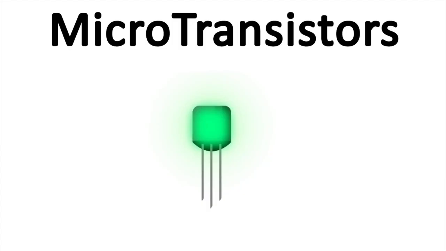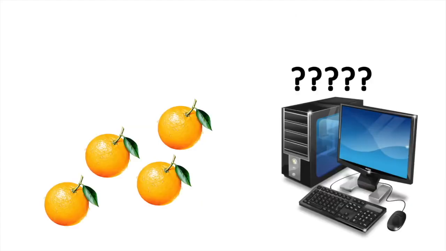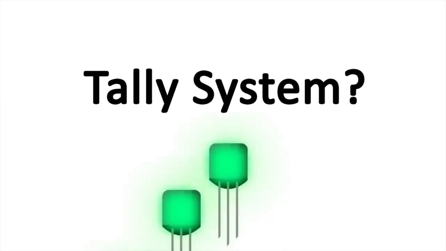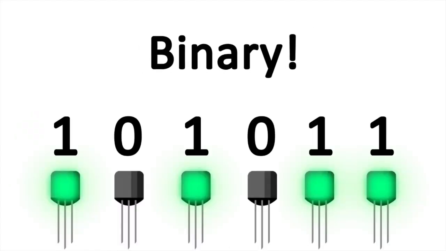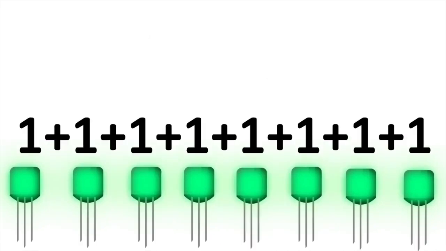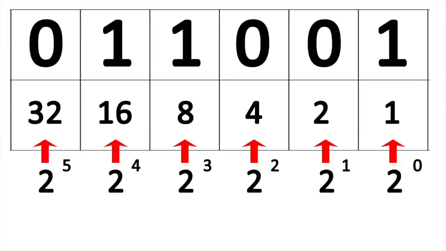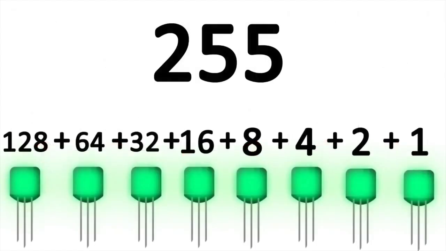The first goal was to get computers to count. And to get them to count by using these switches, we could use the tally system, meaning the number of on switches equals the number of things we have, or we could use the much more efficient system of binary, where each switch represents a digit of binary. 8 transistors using the tally system could represent a number as large as 8 by turning all of them on. With binary, we can represent a number as high as 255. An on switch means a 1, and an off switch means a 0.